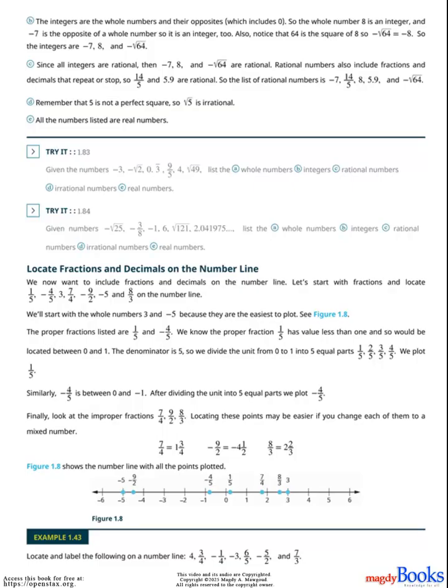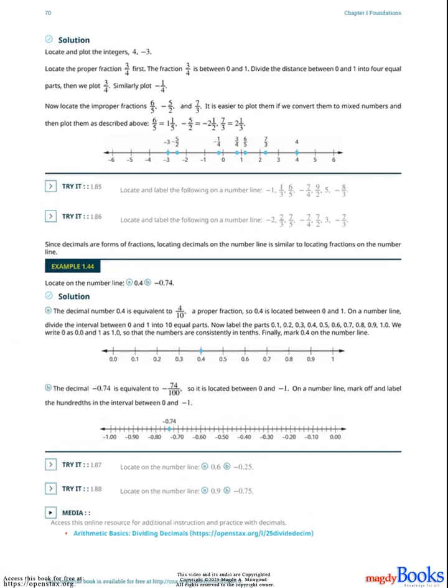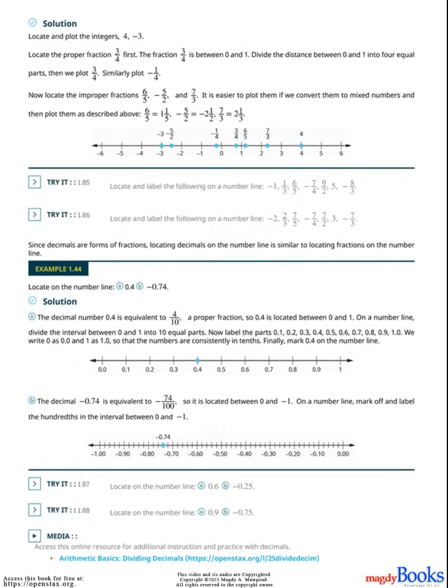Example 1.43. Locate and label the following on a number line: 4, 3/4, -1/4, -3, 6/5, -5/2, and 7/3. Solution. Locate and plot the integers, 4, -3. Locate the proper fraction 3/4 first. The fraction 3/4 is between 0 and 1. Divide the distance between 0 and 1 into 4 equal parts, then we plot 3/4. Similarly plot -1/4.